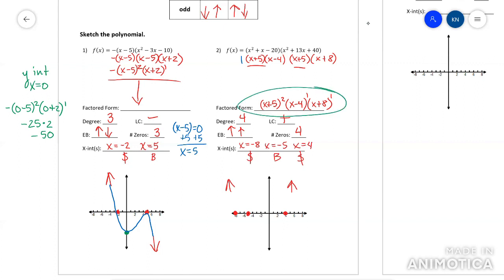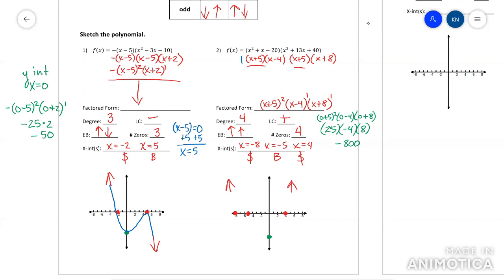So I would take this equation right here and plug in 0 for x. So it would look like this. 0 plus 5 squared times 0 minus 4 times 0 plus 8. So that's going to be 25 times -4 times 8, which is -800. So it's just down here. It doesn't need to be to scale. You just want to know if it's positive or negative, really.